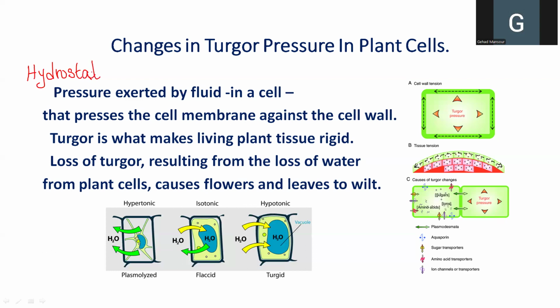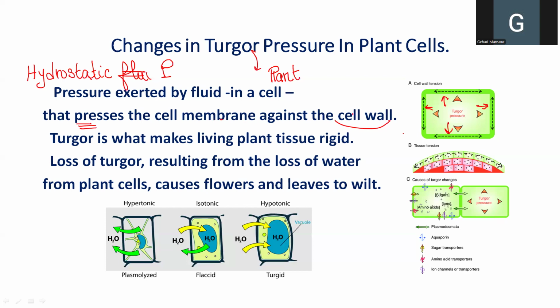So pressure exerted by a fluid is called hydrostatic pressure. And when we talk about turgor pressure, that turgor pressure should be in a plant. And that's why we say that the turgor pressure presses the cell membrane against the cell wall. Why does it press the cell membrane against the cell wall?